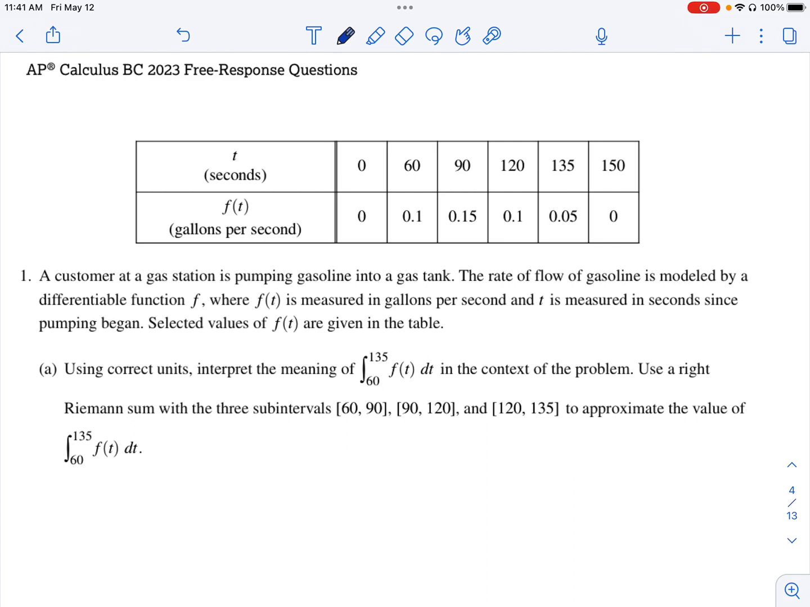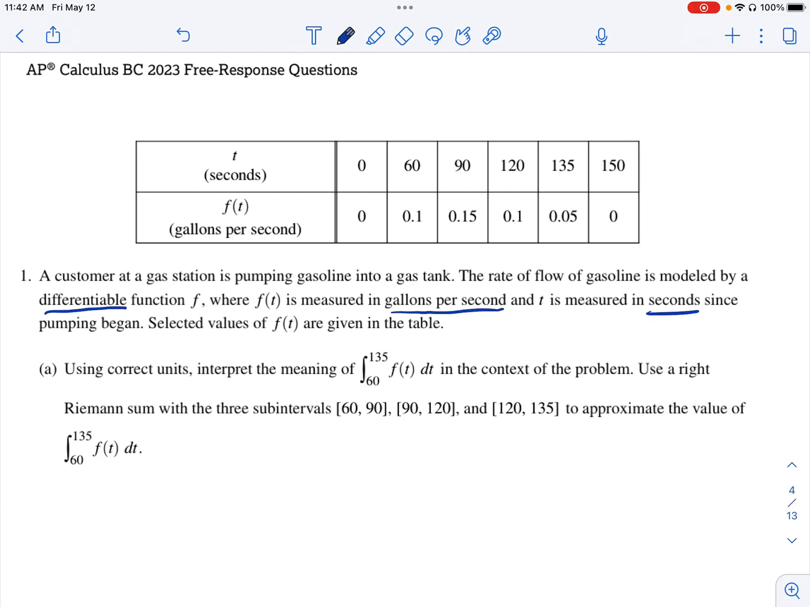So it says, a customer at a gas station is pumping gasoline into a gas tank. The rate of flow of gasoline is modeled by a differentiable function. I'm going to underline that word, differentiable function. Usually if they're pointing that out, that means something. F, where F of t is measured in gallons per second. I always like to underline the units so I know what I'm going to be responding with. And t is measured in seconds since pumping began. Selected values of F of t are given in the table.